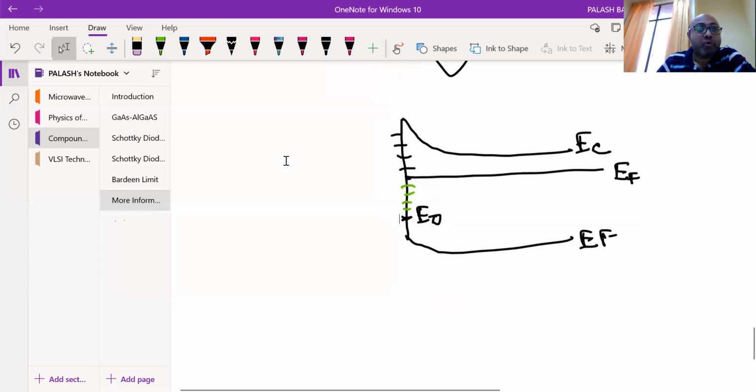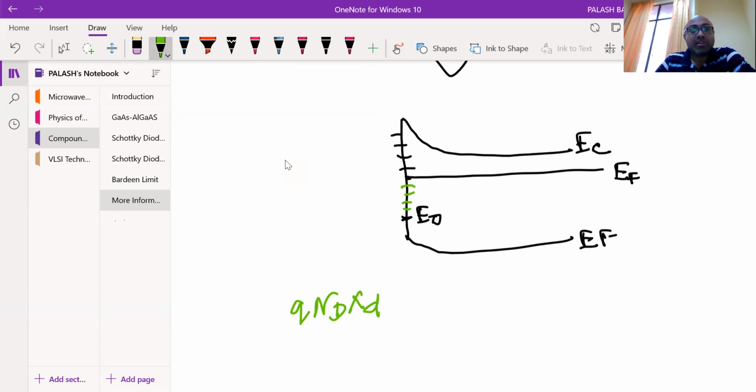But theoretically, you can prove it in the following manner. Q ND into XD, right? That is your total depletion charge, and because of that your bending had happened, is equal to Q PIT (EF minus E0). Whom have you given this charge?